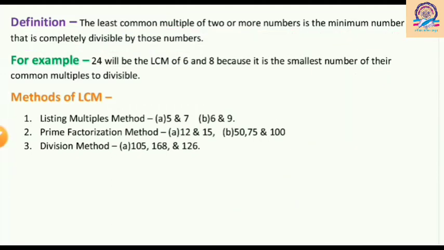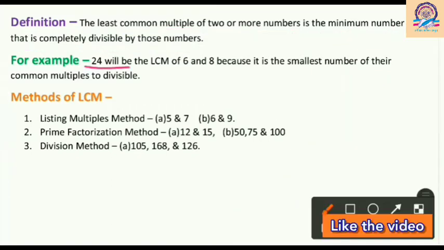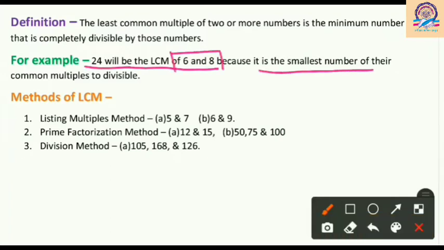Here I have taken one more example: 24 will be the LCM of 6 and 8. Why? Because it is the smallest number among their common multiples that is divisible. In this way we can define the LCM. I hope you have understood the definition of LCM.